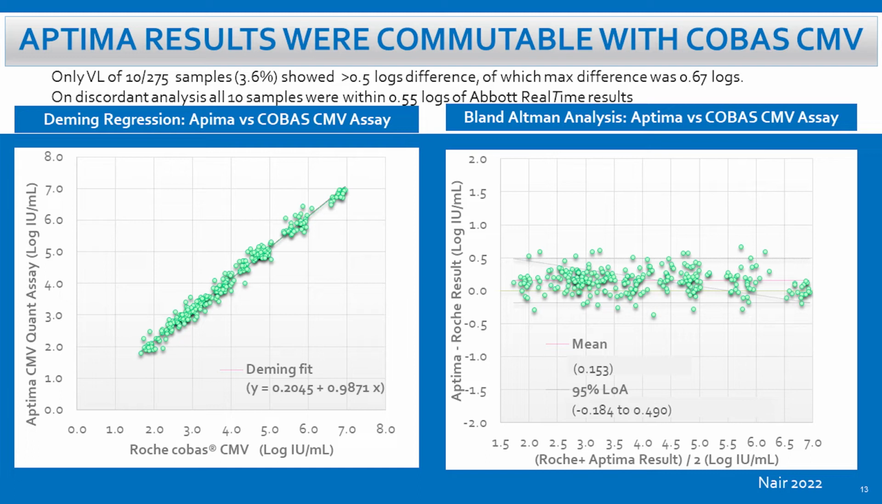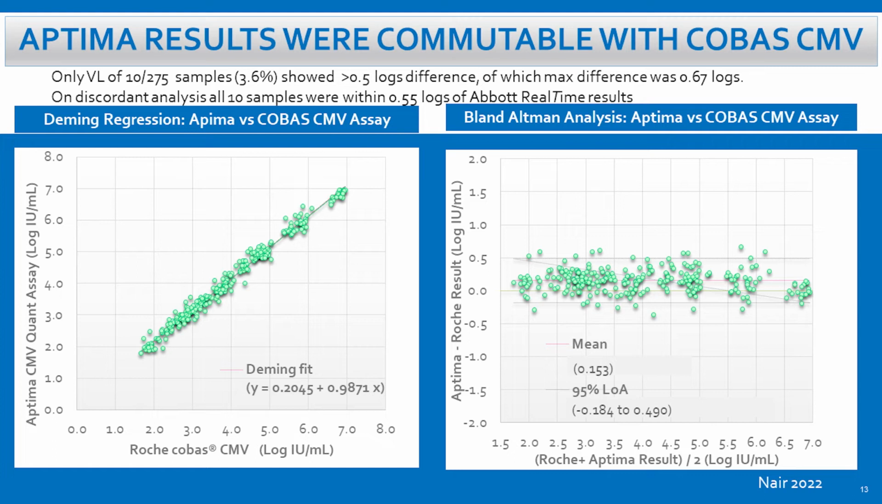So here I am with the Cobas CMV test. And here we have the Roche results on the x-axis and Aptima here on the y-axis with Deming regression results, which approach a slope of 0.98, fairly close to 1. Really good agreement and very minimal bias between these two assays. We also did a Bland-Altman plot. As you can see here, mostly all the samples recovered within half a log.